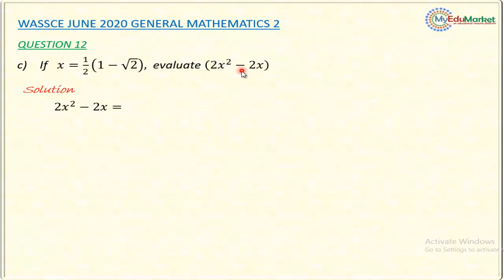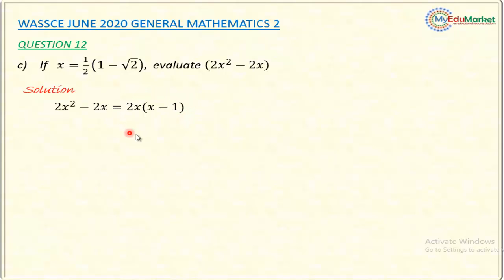Copying the expression, 2x squared minus 2x. Wherever I have x, I will replace it by 1 over 2 into 1 minus root 2. But before substituting, let me factorize. 2x is common, so that I will make it a much simpler one. So 2x is common between these two terms, so 2x out, then 2x squared divided by 2x will leave you with x, and minus 2x divided by 2x will leave you with minus 1.